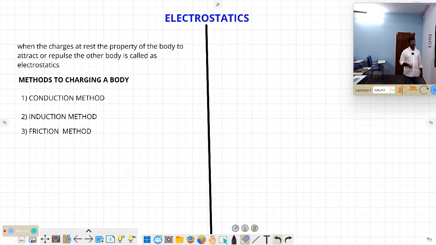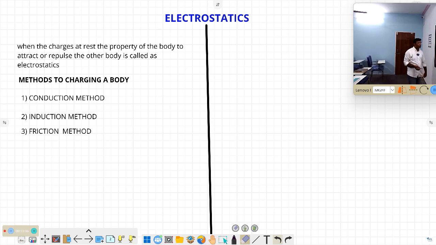Now the statement of electrostatics we can define like this: when the charges are at rest, the property of a body to attract or repulse other bodies is called electrostatics. That means if a body is attracting or repulsing other bodies in the at-rest condition, it is called electrostatics. This is a statement we can use for examination purposes.